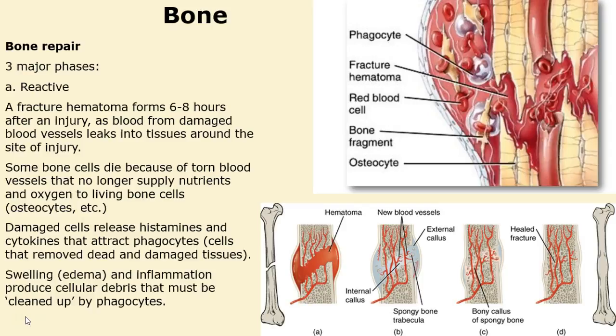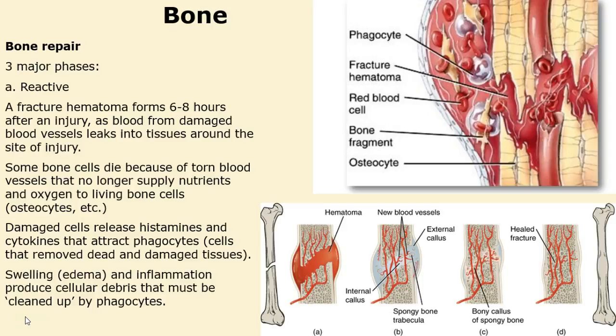Some of the bone cells are going to die, which isn't good, and that's because of the torn blood vessels that normally bring oxygen, glucose, and other things are not doing their job because they've been destroyed. And so the osteocytes, the living bone cells, are dying.